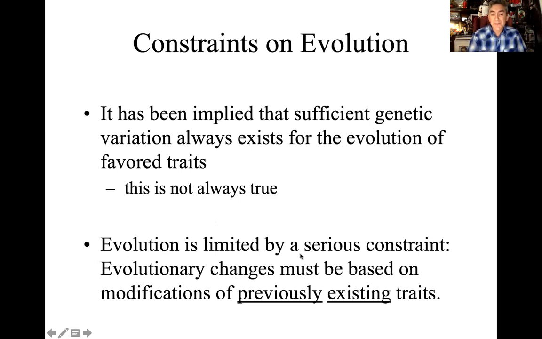So evolution is limited by a serious constraint. Evolutionary changes must be based on modifications of previously existing traits. So there must be something in the genome that can be modified. Right? So this gives us an idea of why we have vestigial traits. We're not using that appendix now, but because we have it and because there's DNA that's coding for it, that could be modified or mutated or selected for in a future situation maybe. Yeah?